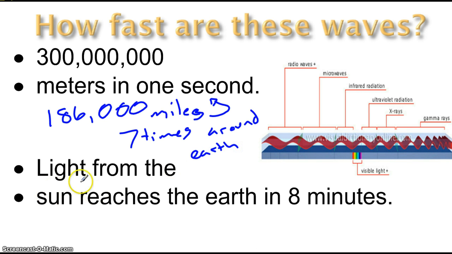Okay, so light from the sun reaches the Earth in 8 minutes. That means the sun that reaches us is already 8 minutes old. It's like we're getting light from the past, you know? And that means that when we look at the sun, we're looking at an old image. That means if the sun blew up, we wouldn't know it for 8 minutes. Okay, anyway. So that's how fast these waves travel. Ridiculous fast.